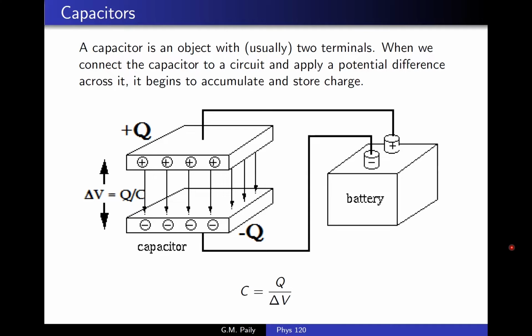For example, the flash in a camera is often powered by a capacitor. You charge up a capacitor and then let it discharge through the flash. It gives a sharp pulse of energy, a sharp pulse of light.